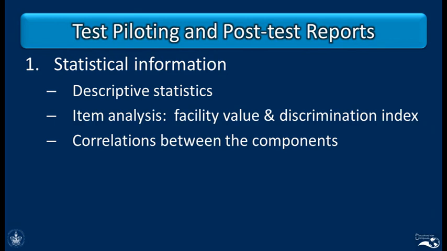Now, there is some important information that we need to include in our piloting and post-test reports. First of all, the statistical information, and in this case we'll provide descriptive statistics such as the mean, the median, the standard deviation, the standard error, so that people understand how our test worked and the results that we obtained with it. The second element is an item analysis, and in this case we will indicate the facility and discrimination values for each of the items in the test. Finally, we'll run correlations between the different components, because in this case we want to show evidence of the internal consistency of the test.